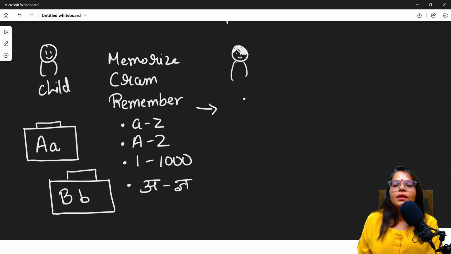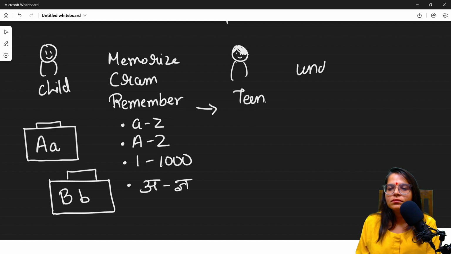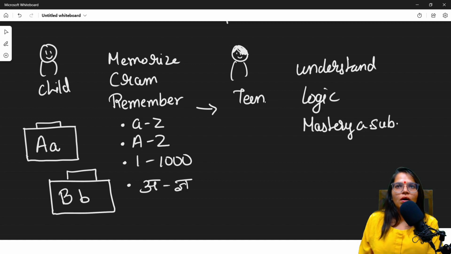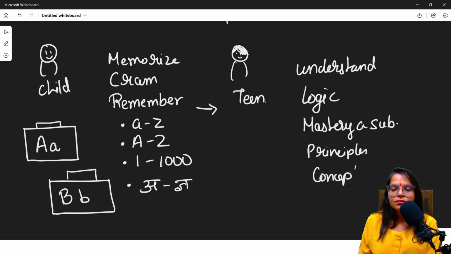Now, because he is in his or her teen years, we will not expect him to remember or cram things. We will make him understand. Make logic out of things. Master a subject. Understand principles, concepts, and cause and effect relationships.